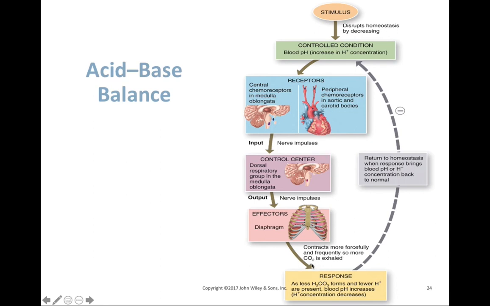As more carbon dioxide is exhaled, that's going to force substances towards the left side of the bicarbonate buffer system. It's going to form more water and also take hydrogen ions out of the blood. Removing hydrogen ions will eventually lead to the blood pH restoring this controlled condition back to normal.